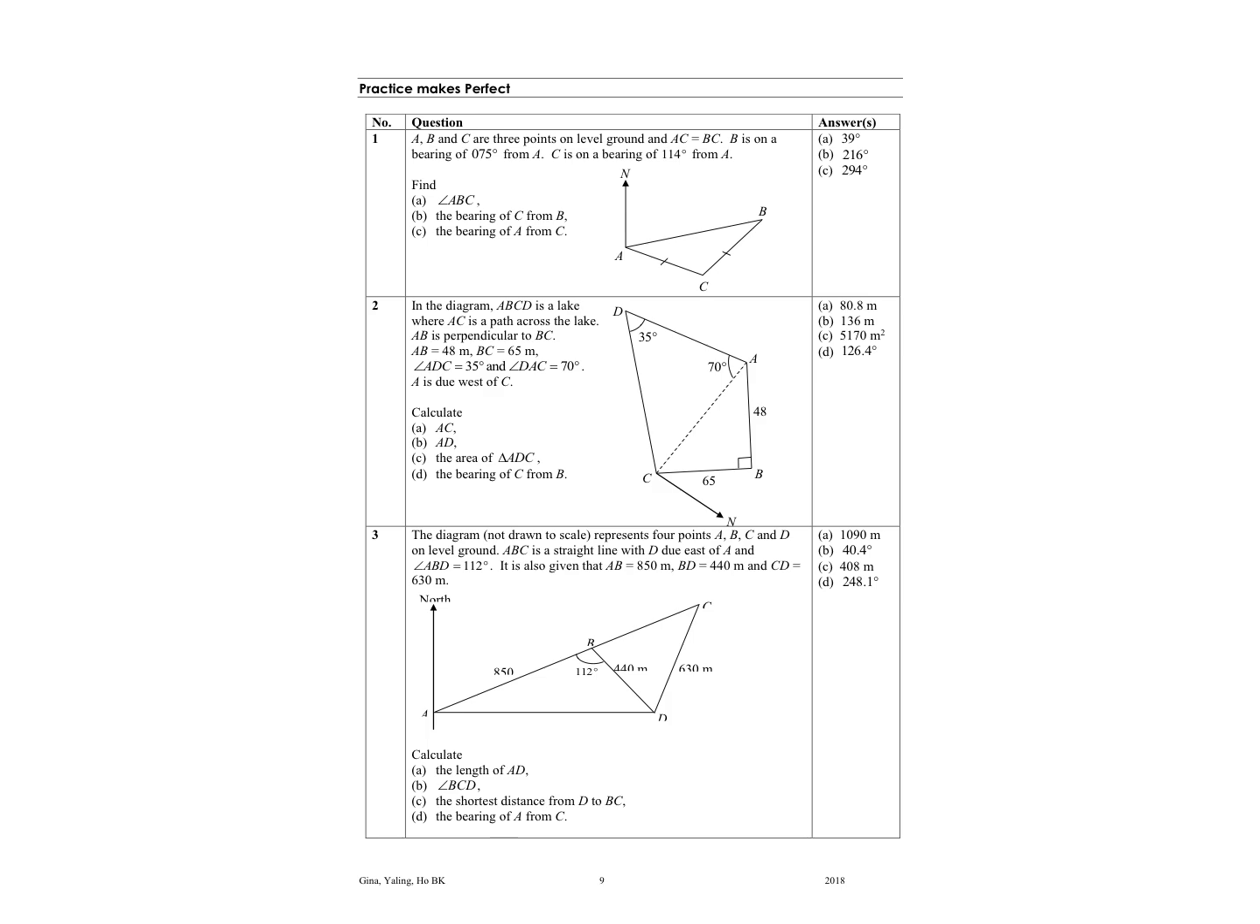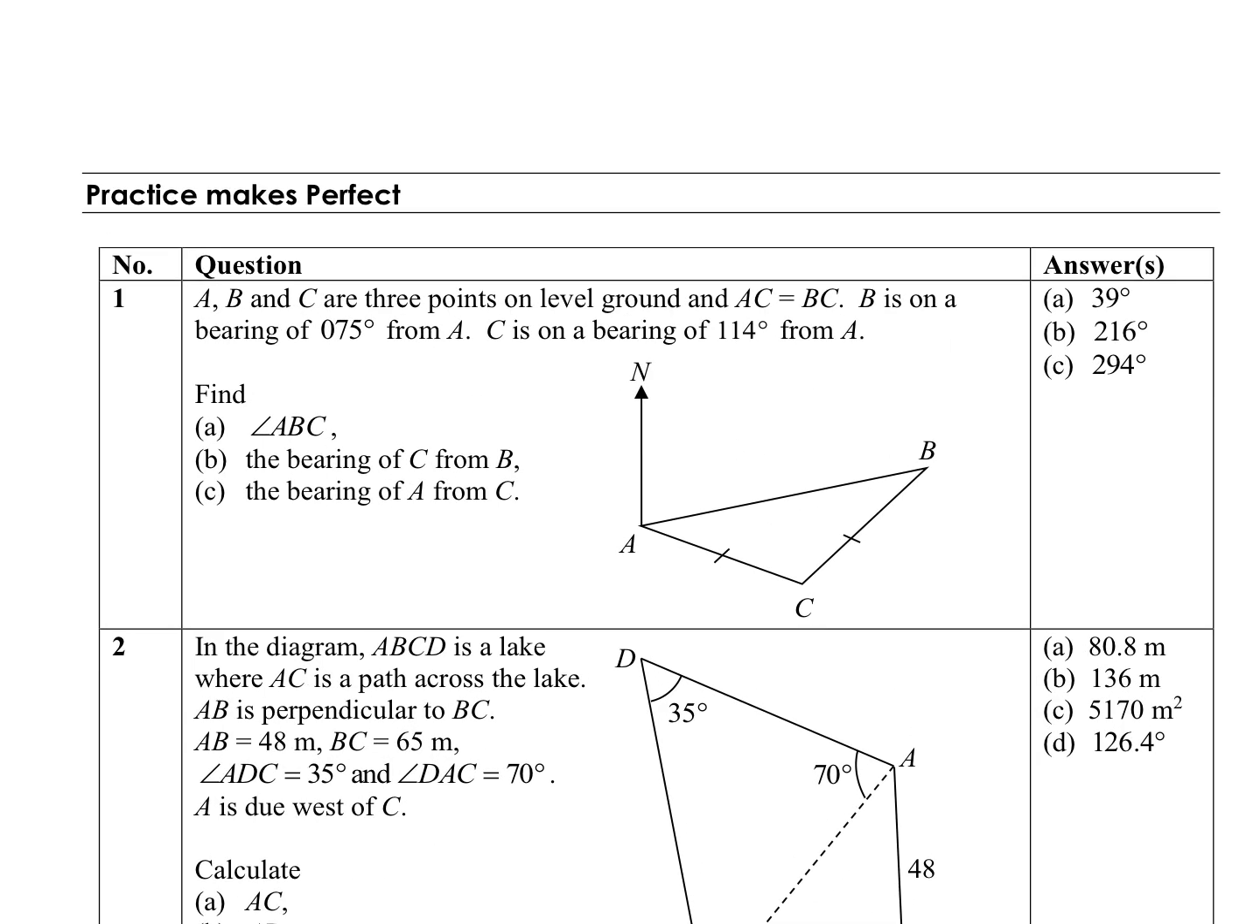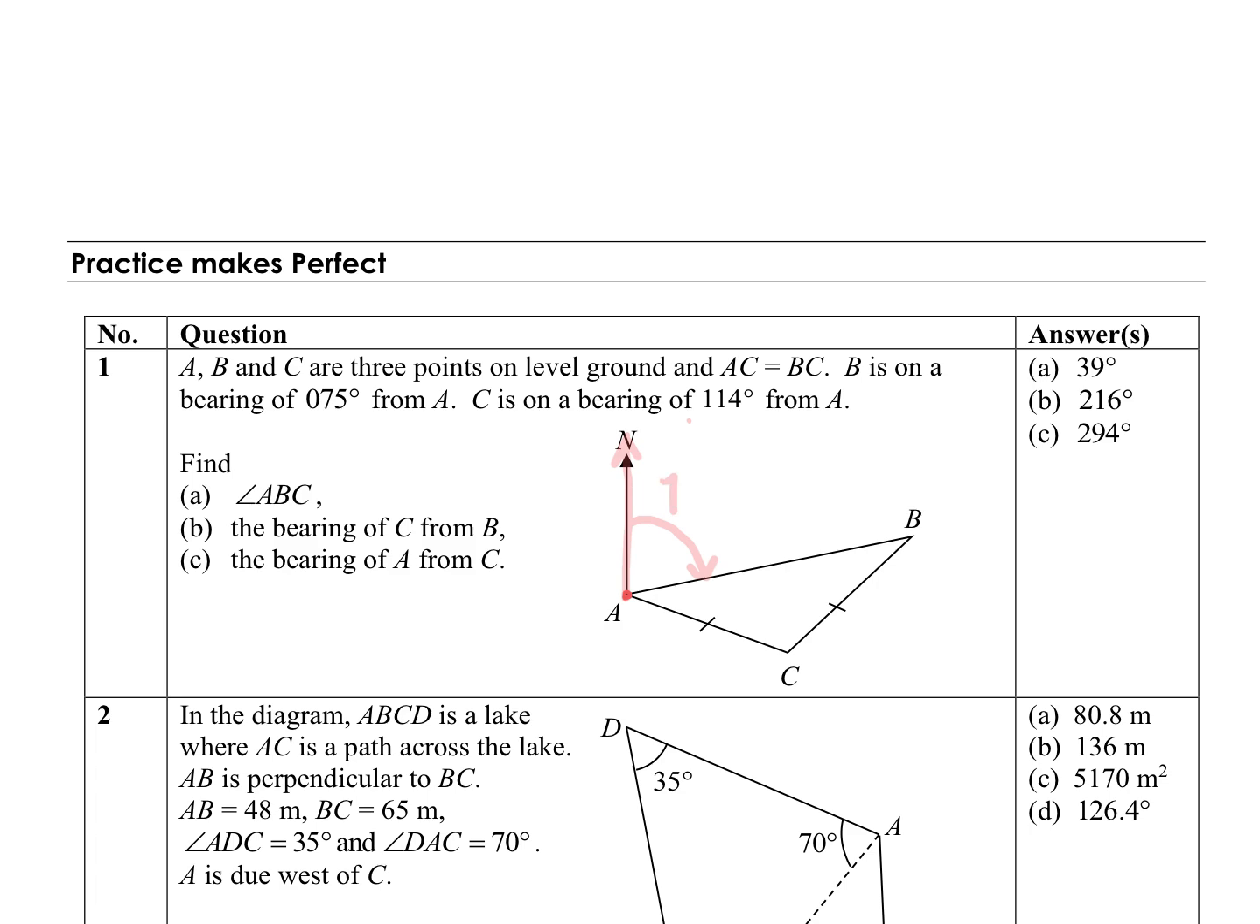Done. Okay, we look at question one first. It says A, B, C are 3 points on level ground, meaning flat on the table, so you see a triangle there. And then B is on a bearing of 75 degrees from A. So if I'm at A, and I have my North Pole, I turn clockwise until I point to B, that bearing is 75 degrees. That's what the question says.